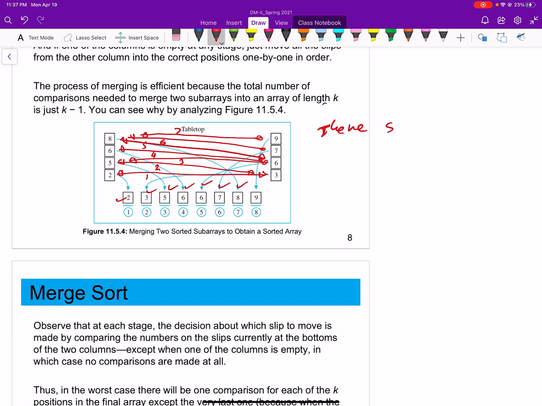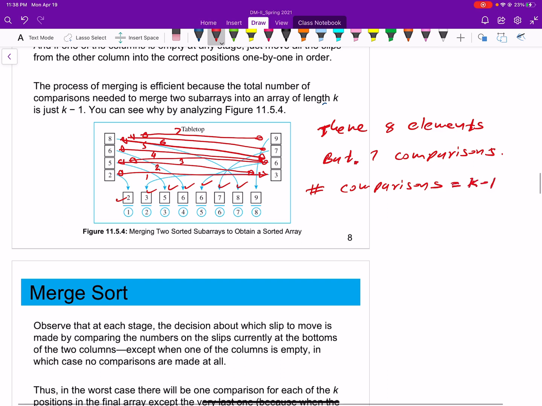There are 8 elements but 7 comparisons. That means the number of comparisons equals k minus 1. Okay, number of comparisons equals k minus 1.